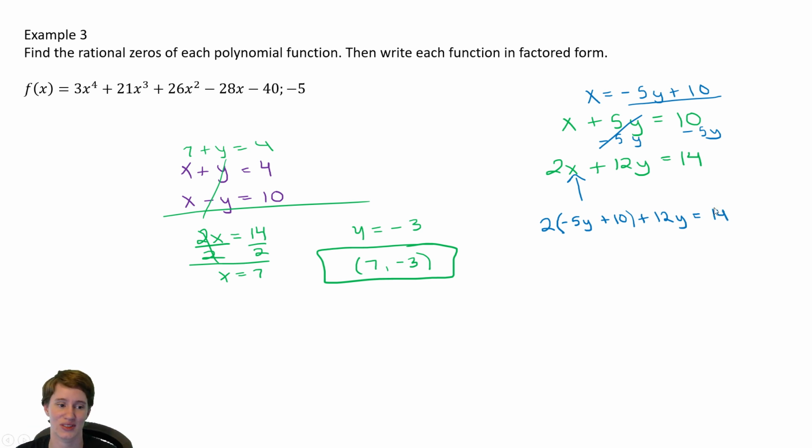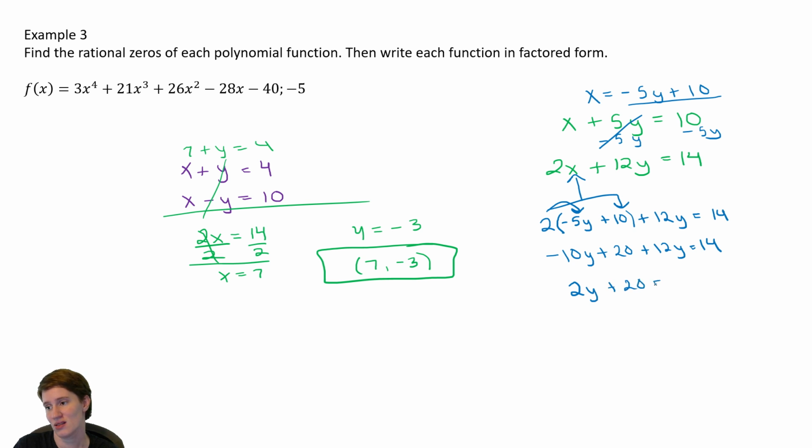Yeah, so hard when there's Thanksgiving break in the way of these sorts of things. So yeah, we could just say, oh, I can solve one of these for x, and then distribute, or plug it in and distribute all that jazz. So negative 10y plus 20 plus 12y equals 14. So negative 10y plus 12y is 2y. And then we want to subtract 20 over and divide by 2.